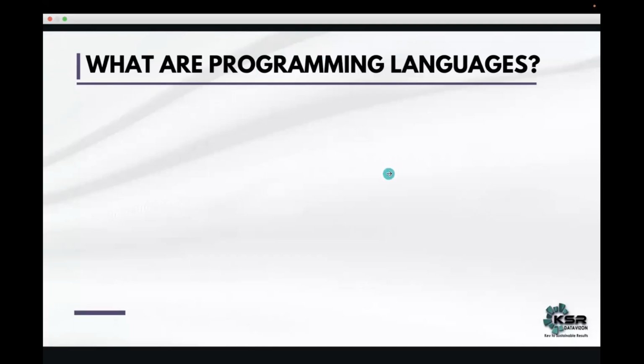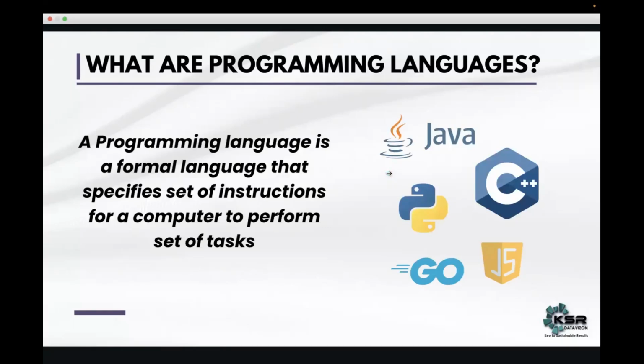So I will define what a programming language is. A programming language is a formal language that specifies a set of instructions for a computer to perform a set of tasks. So this is the definition. Generally, people communicate through a language, right? It might be English or Hindi, any language. So if you want to understand me, I'm speaking in English. If I want to understand you, you can speak in a language that I understand.